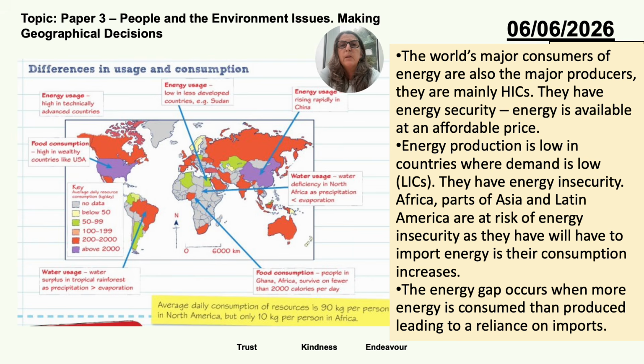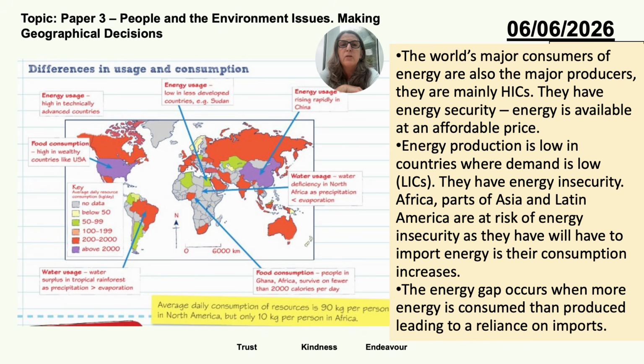So who is consuming the most? In the exam, you are likely to get a range of graphs, resources, data that will be linked to levels of development and to consuming of resources. So we can see on here that it is the high-income countries or the more economically developed countries that are consuming more resources, closely followed by emerging economies as well.